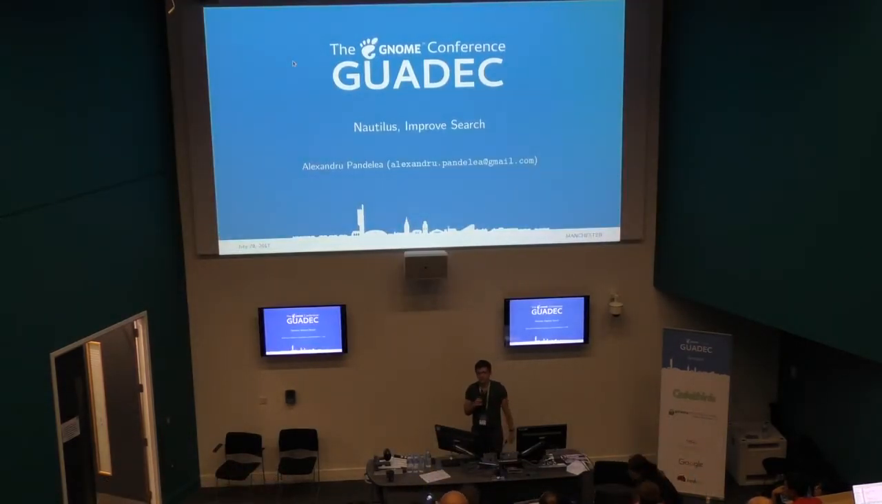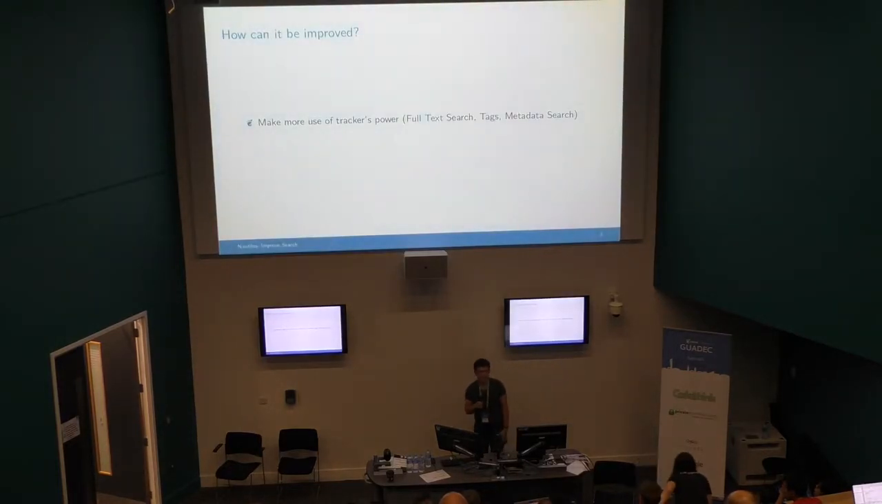Hi everyone, my name is Alex, and this summer I'm working again on Nautilus as part of Google Summer of Code under the mentorship of Carlos Garnacho and Carlos Soriano. This time I'm working on improving the search. Let's first start by asking ourselves a question: how can the search be improved? Well, first of all, currently Nautilus doesn't use a lot of what Tracker can do in a search. So with Tracker, we can do things like full text search, having tags, or searching by metadata.